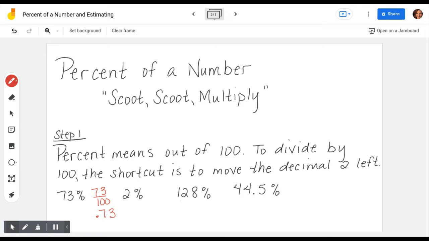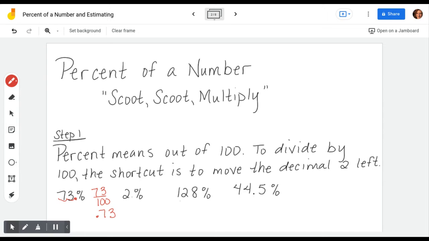The shortcut for that, because 100 has two zeros, when we move the decimal, we move it 2 times. To multiply, you move it to the right to make it bigger. To divide, you move it to the left to make it smaller. So you take your decimal. If you don't see it, then it's hiding at the end. And we're literally just going to scoot, scoot to the left. So you still get your 0.73.